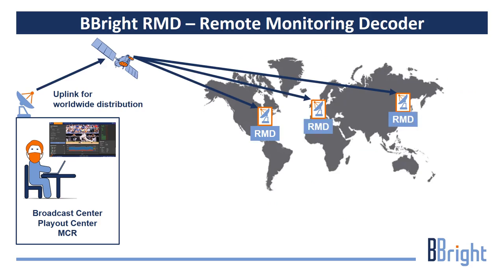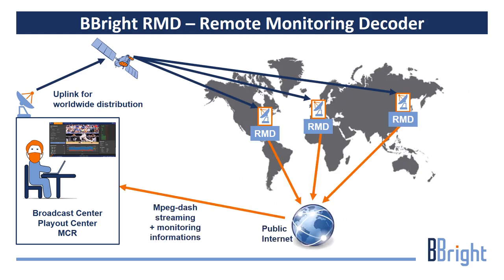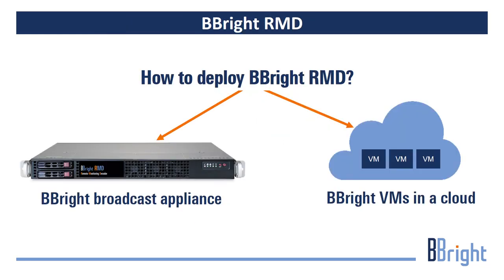reception points. Then, each RMD will locally analyze the quality of the transport stream, check video and audio metadata, and also generate a low bitrate stream of the video and audio. The broadcaster can now check its distribution network using a simple and secured internet connection to receive monitoring data plus video and audio streams from each BBright RMD. BBright RMD is available as dedicated physical appliances or virtual machine for cloud deployment.